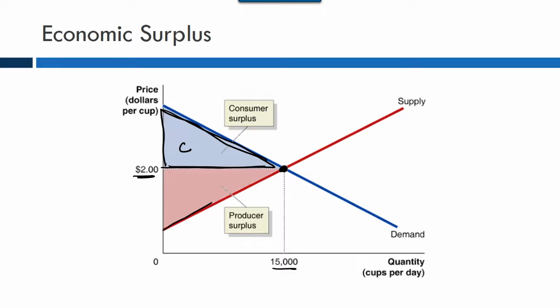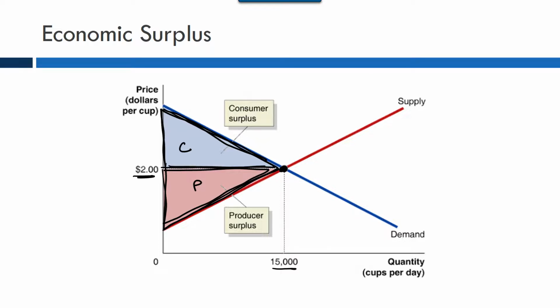The area between the supply curve and the price is the producer surplus. So the triangle down here on the bottom is the producer surplus. The whole thing, this whole shaded area, both the red and the blue shaded area, is economic surplus.